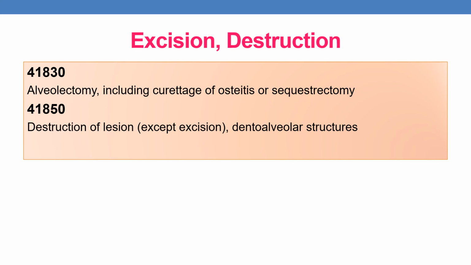The next CPT is 41830. It deals with alveolectomy including curettage of osteitis or sequestrectomy. The next CPT is 41850. It deals with destruction of lesion, dentoalveolar structures, except excision.